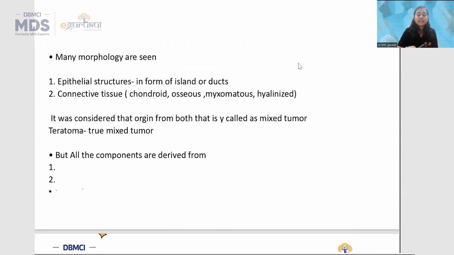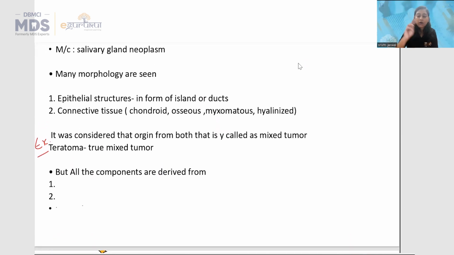Now, since it was seen that it has both epithelial and connective tissue parts, it was called pseudo-mixed tumor. But actually, it is not a mixed tumor. Why? Because their origin is not from the germ layers. The tumor which gets its origin from all three germ layers is called a mixed tumor. Example, teratoma. It is a true mixed tumor.